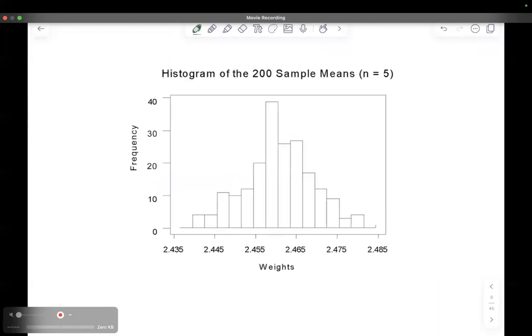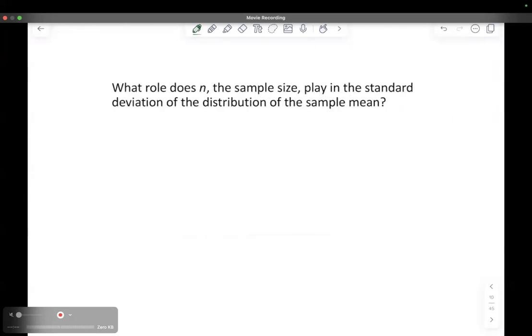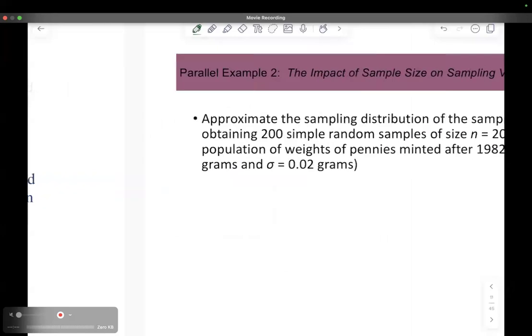So here's the first histogram. So this was when I used sample size 5. So here's what my histogram looks like. Now it's pretty much bell-shaped. I mean it kind of has a slightly off center mode. So it's slightly off center there, but it is, I mean, a little bit of a skew, but not really bad. It's pretty much bell shaped. But let's see what happens when I change my sample size. So I'm going to show you what happens. This is what role does the sample size play in standard deviation? So I'm going to show you just a second here.